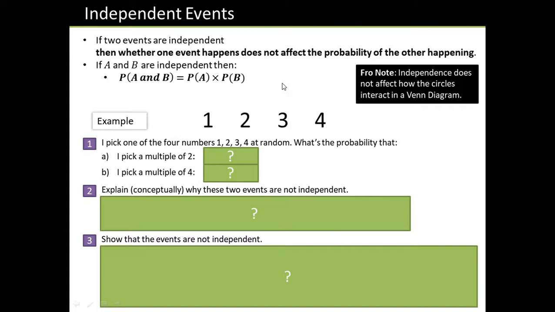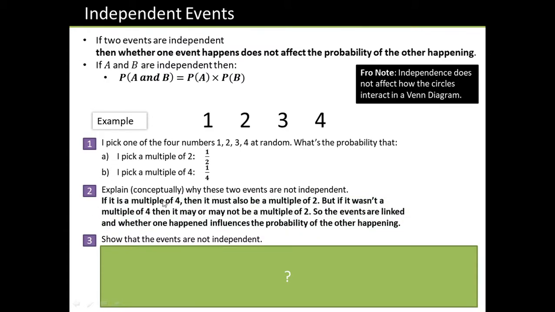read the example and try the question. So the probability of picking a multiple of 2 is a half. The probability of picking a 4 is a quarter. So conceptually, why would it be that these two events are not independent? Does the probability of one happening, if one of them's happened, does that influence the chance of the other one having happened or happening?